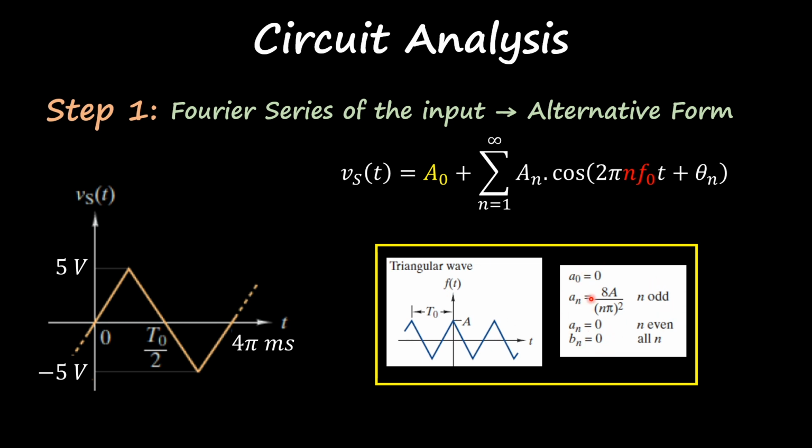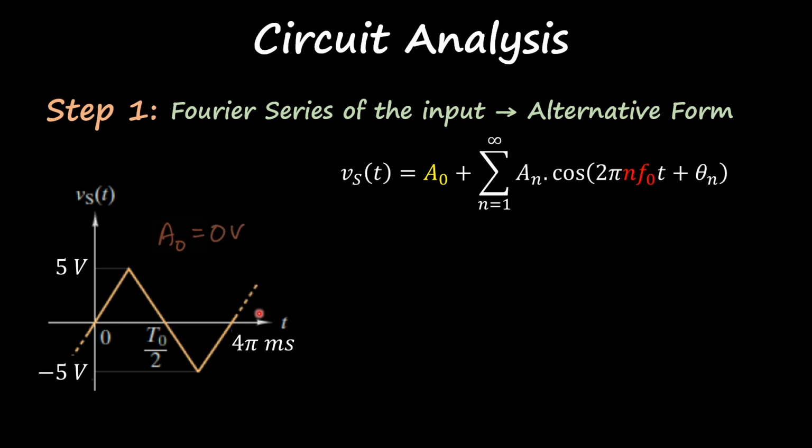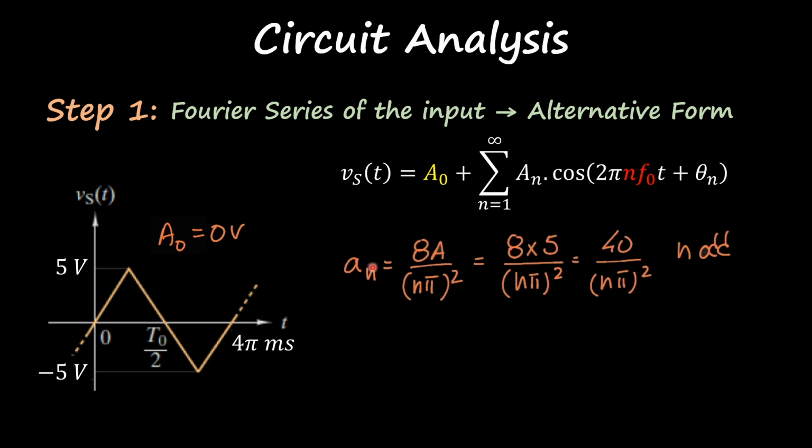Alright, we have an equal to 8 times a over n pi squared for n odd. We have an equal to 0 for n even, and bn is equal to 0. No DC component. Alright, let's write that down. The DC component is 0 volts. Our an is 8 times our amplitude, which is 5, just for when n is odd.